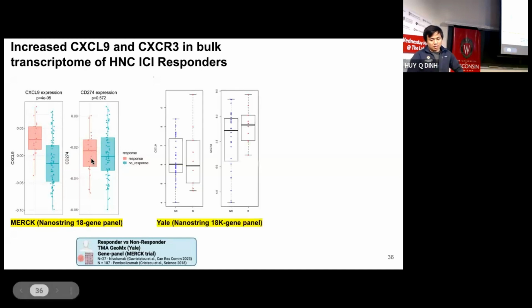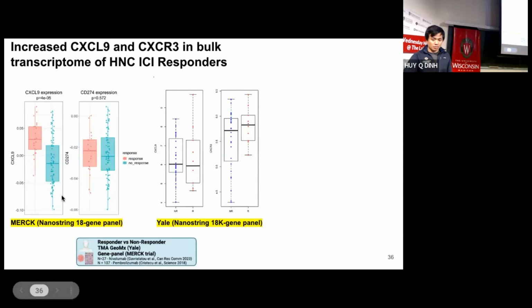We're looking at the data set from Yale. They have a smaller sample size, but they have way more genes. They have an 18,000-gene panel. It's still the NanoString technology. And you can see for CXCL9, we don't see the difference anymore, but it's very, very variable between the responder and the non-responder, and we also have more non-responders than responders. But we see CXCL3 is a little bit higher in the responder, right?